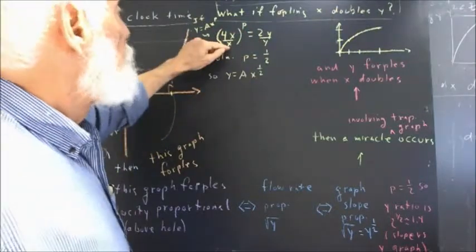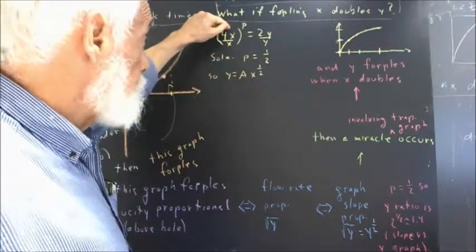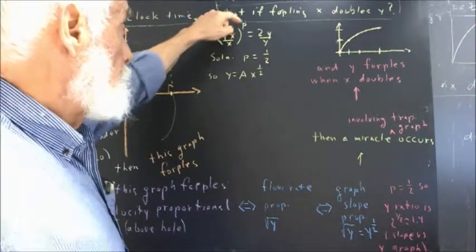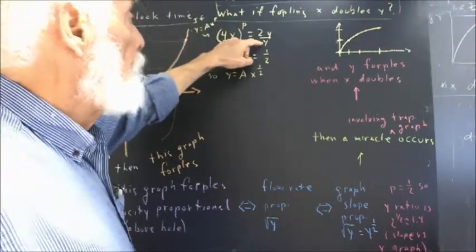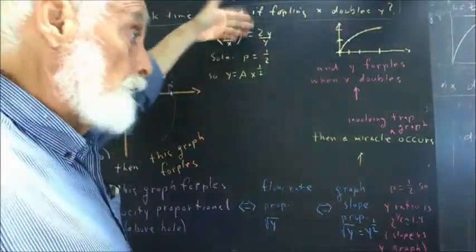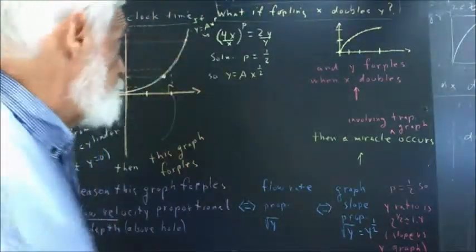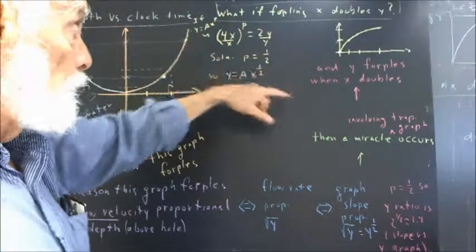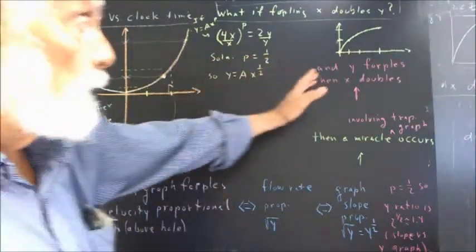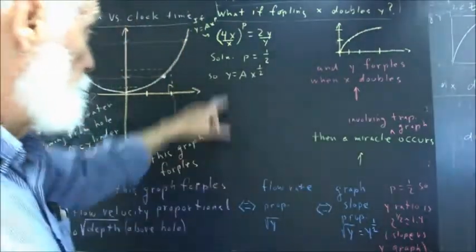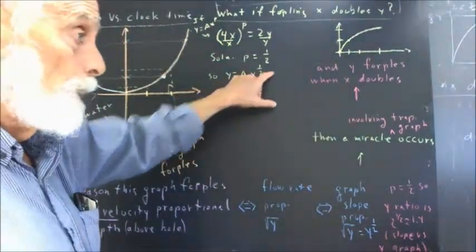In other words, if we change x from x to 4x, then raising that to the p power would be the same as if we change y to 2y. It would give us the same result if y changed to 2y. The solution to this equation is p equals 1/2. It follows that this graph is generally of the form y equals a times x to the 1/2.